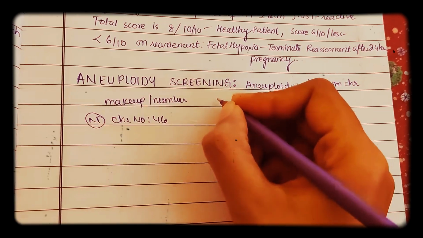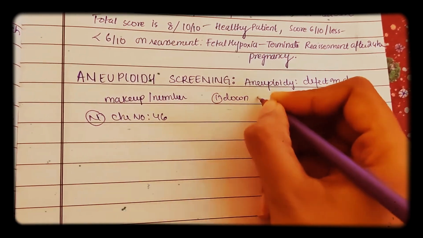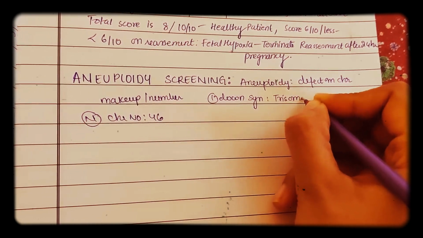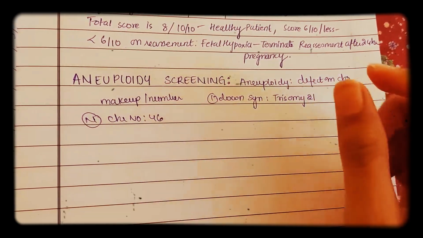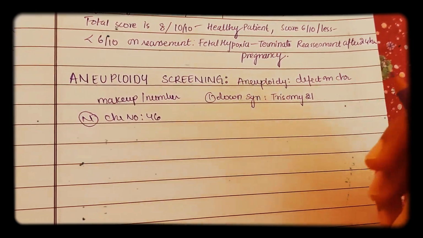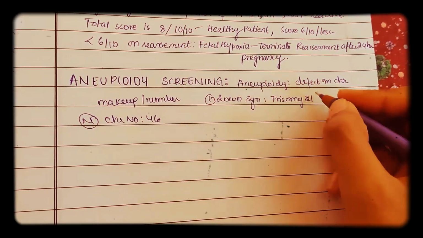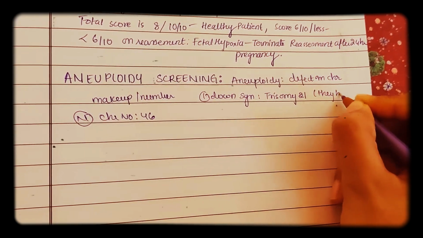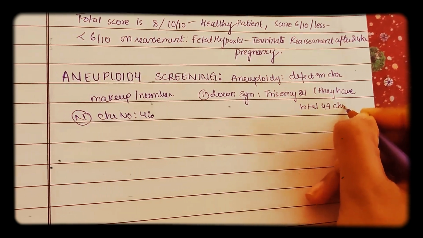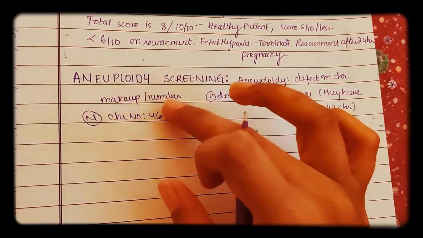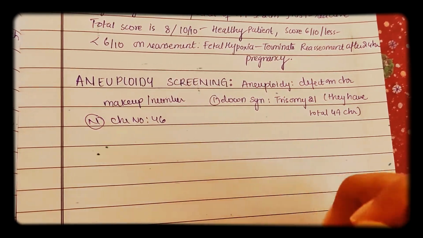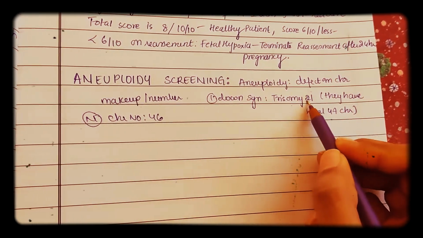Let us check out. The first aneuploidy is Down syndrome, which is most common. Down syndrome is trisomy 21. What does trisomy 21 mean? On the 21st chromosome there is one extra chromosome. That is called trisomy 21. So they have a total of 47 chromosomes. This is an aneuploid because there is a defect in the chromosome number. Normally it should be 46, now it is 47. One has increased, and it has increased on chromosome number 21.